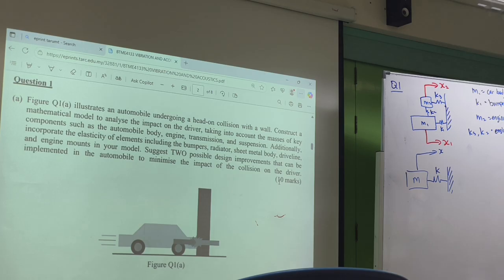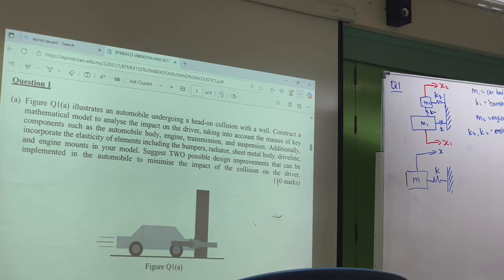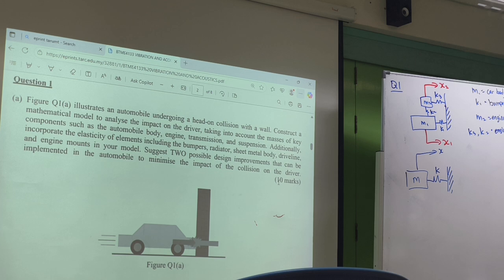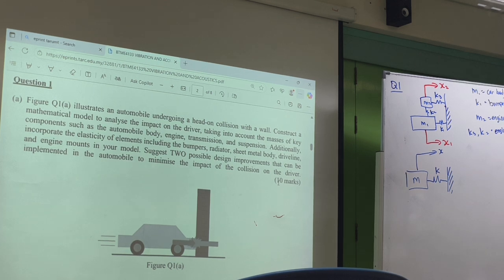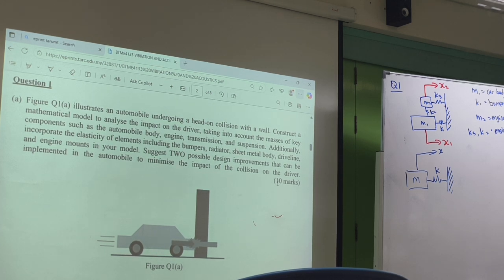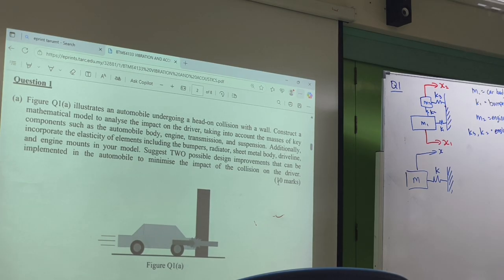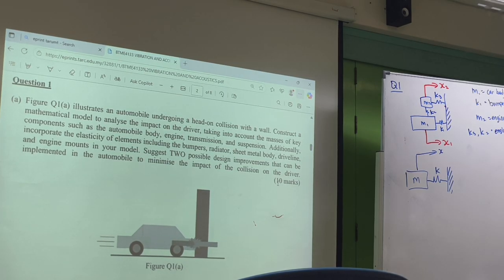Can I say I put an airbag to reduce the impact? Can or not? What do you think? Do you think you will get full marks if you say add an airbag? Why? Does it count as increasing damping?